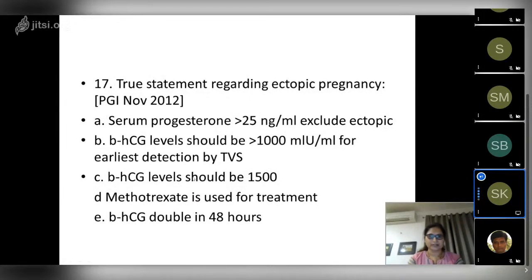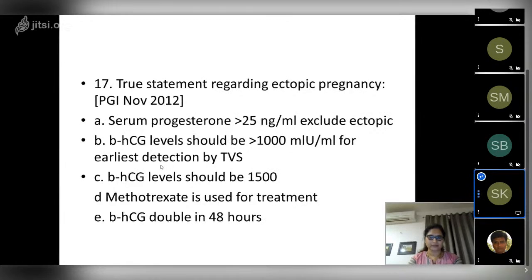Next one, true statement regarding ectopic pregnancy. A, serum progesterone should be more than 25 nanograms per ml, which excludes ectopic. B, beta HCG level should be more than 1000 milli international units per ml for earliest detection on TVS. C, beta HCG level should be 1500. D, methotrexate is used for treatment. E, beta HCG doubles in 48 hours. Remember, this is a PGI question, and here more than one answer is a right answer. I'll read out the options again and tell me the right options.